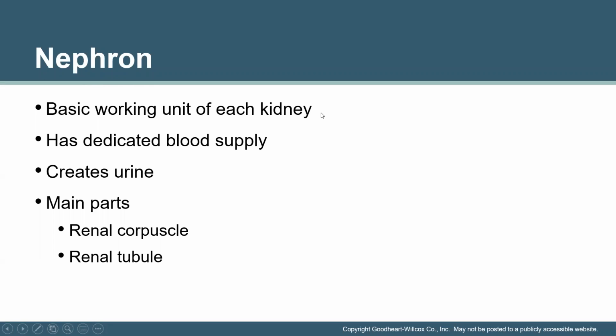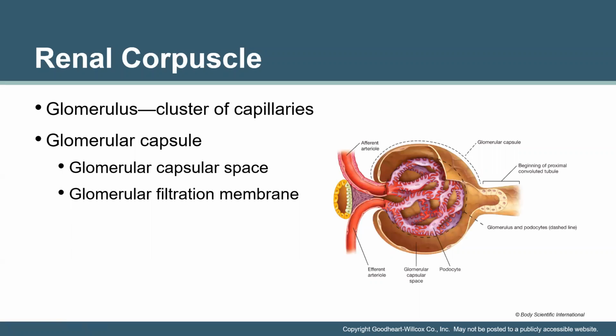Okay, the nephron, this is the functional unit of the kidney. The nephron does have a delicate blood supply and is the microscopic part of how urine is created. It has what's called a renal corpuscle and a renal tubule. The renal corpuscle is comprised of something called a glomerulus. The glomerulus, which is again within the renal corpuscle of the nephron unit, is a cluster of capillaries. It will be surrounded by a glomerular capsule.